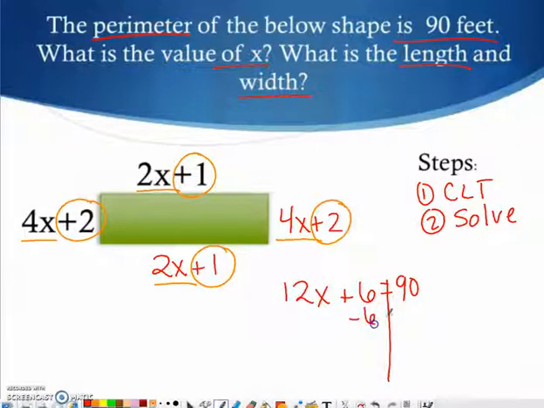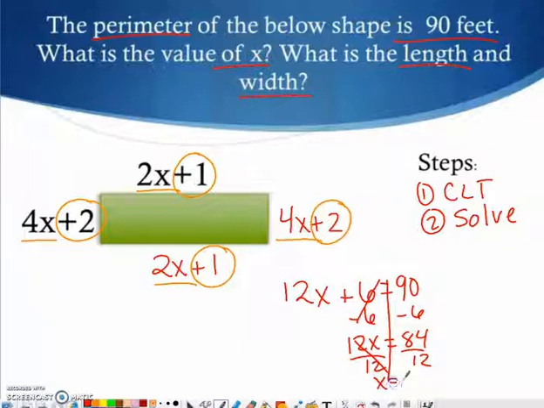So we subtract 6. We get 12x equals 84. We divide by 12. And 84 divided by 12 is 7. Okay? So x is 7. From there, though, so hang on, let's back up. x is 7. So the first question up here, it says, what is the value of x? Well, there you go. x is 7.